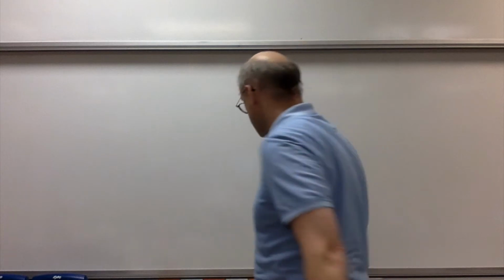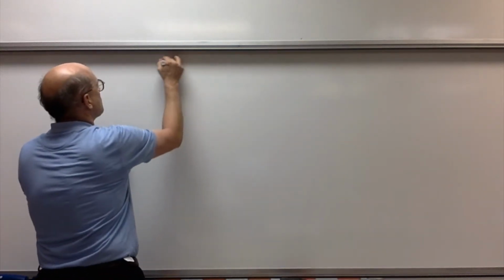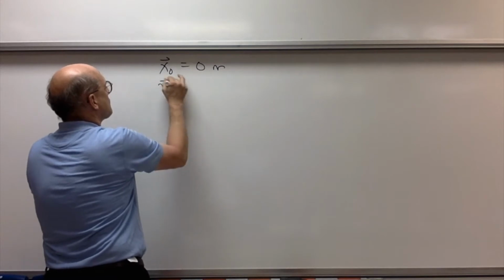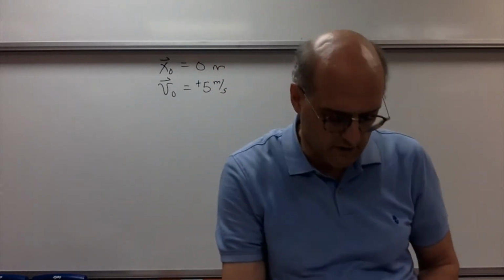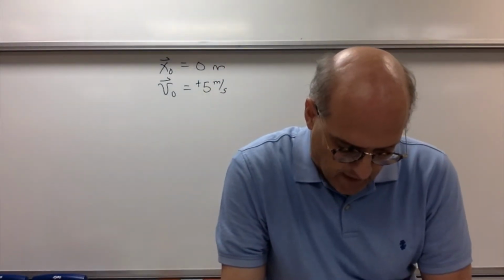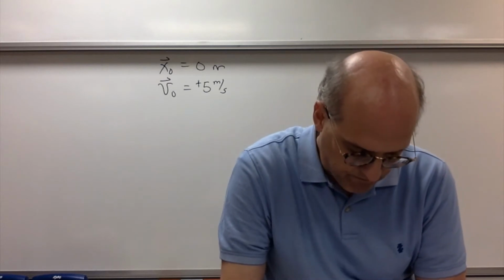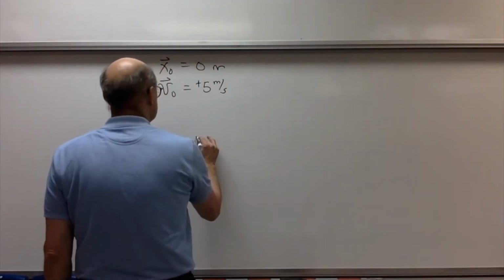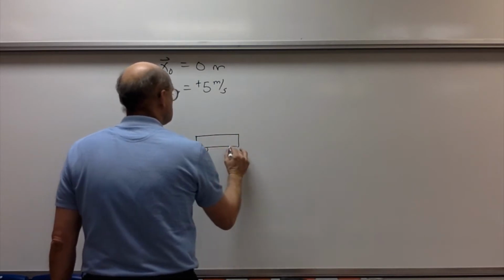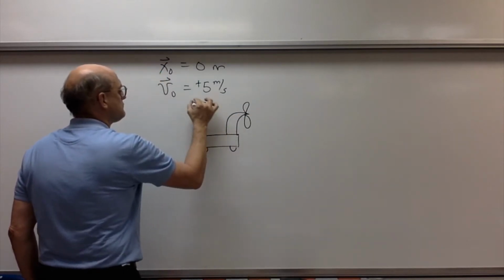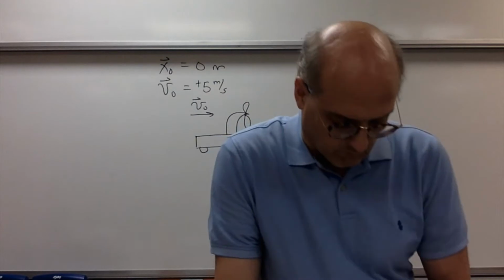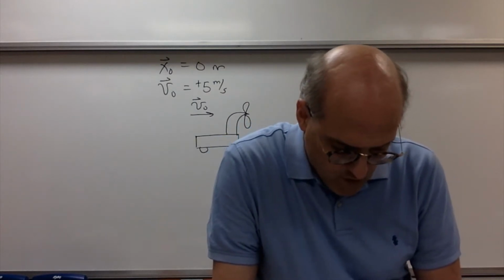Okay, given information. The original position is given as 0 meters, and there's an original velocity of 5 meters per second. And it's positive, which means it's going to be going to the right. It has a constant acceleration, we're told, due to a fan. Now, the direction to the right is positive.